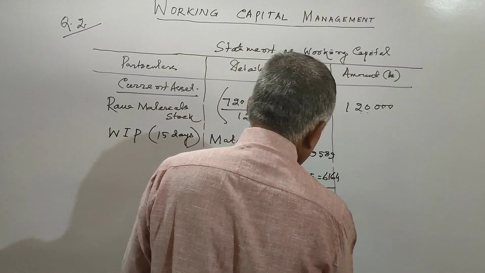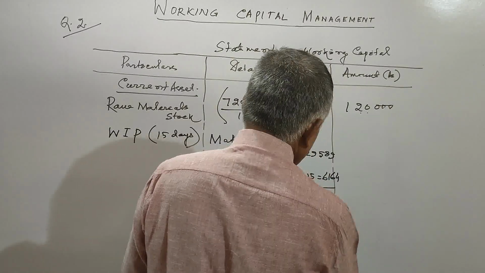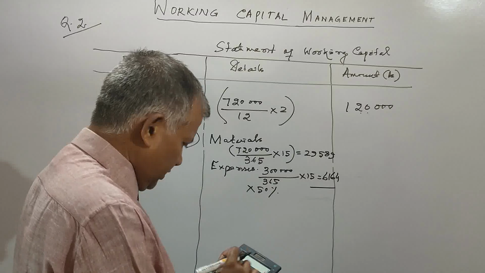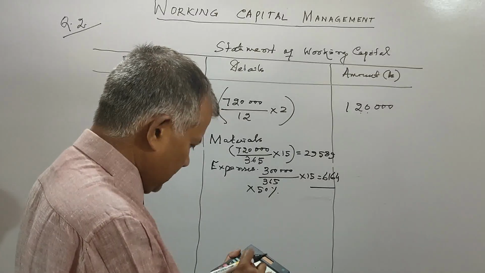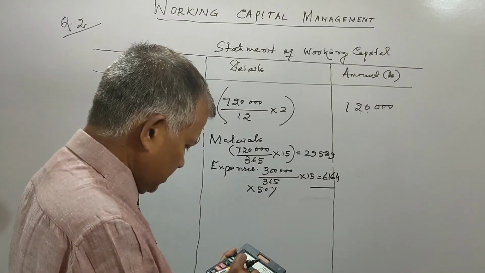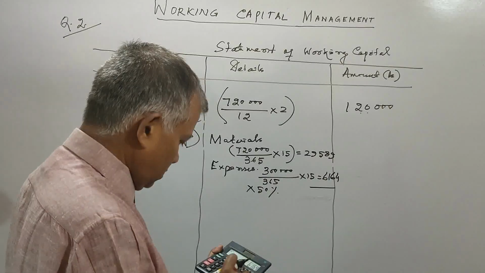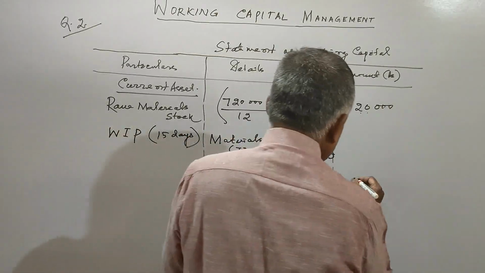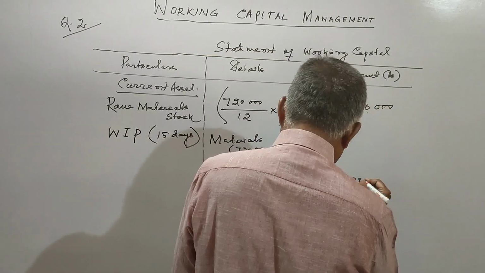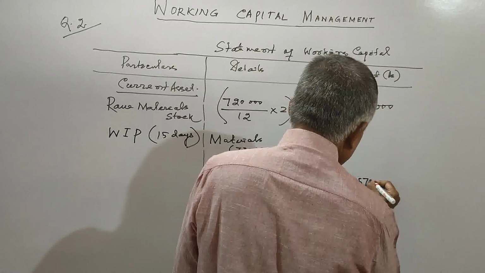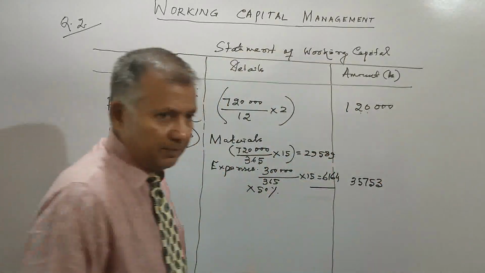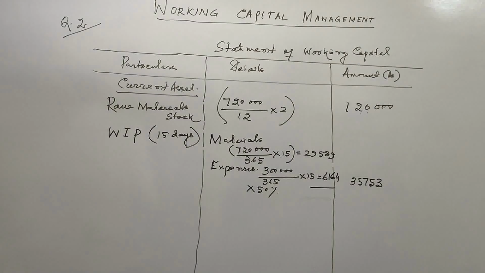So the total comes to 29,589 plus 6,164. This is 35,753. 35,753 is your work in progress.